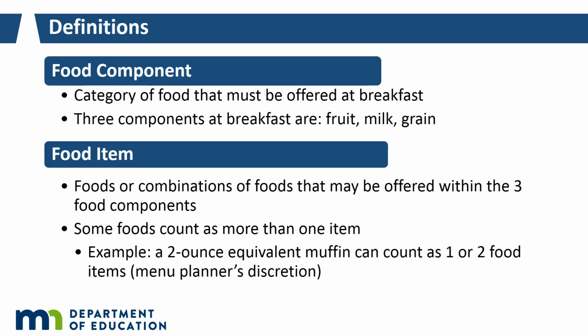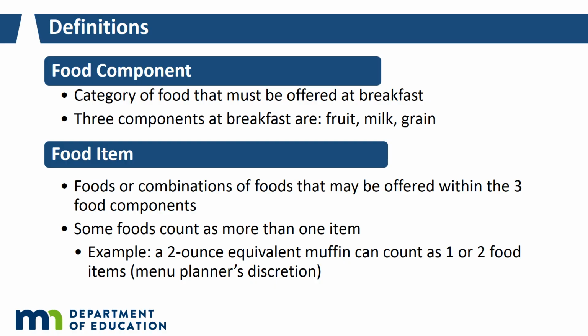When talking about breakfast, there are a couple definitions that we need to cover. We need to make a distinction between a food component and a food item. A food component is a category of food that must be offered at breakfast. As we've already discussed, there are 3 food components: fruit or vegetable, milk, and grain. A food item is a food or combination of foods that may be offered within the 3 food components. 4 food items from the 3 food components must be offered for offer versus serve to be implemented properly.